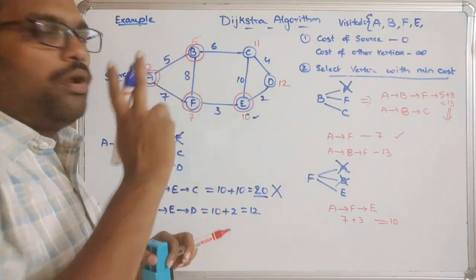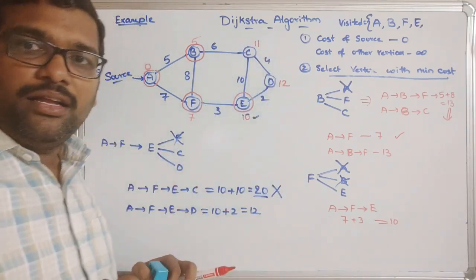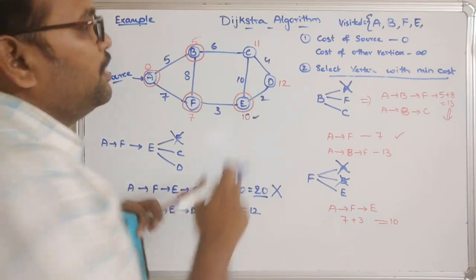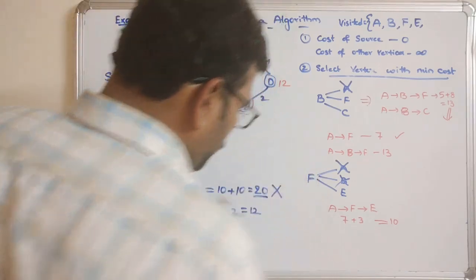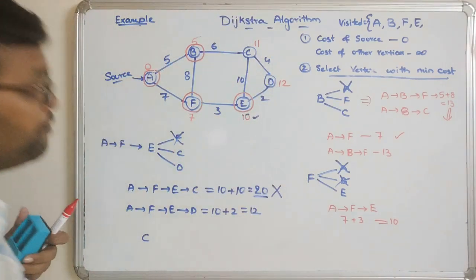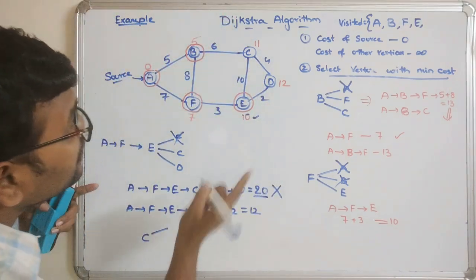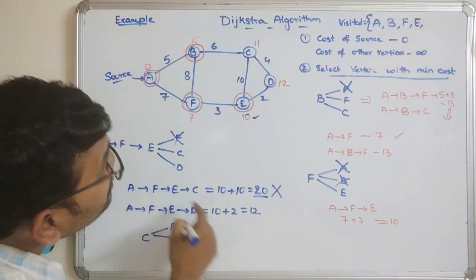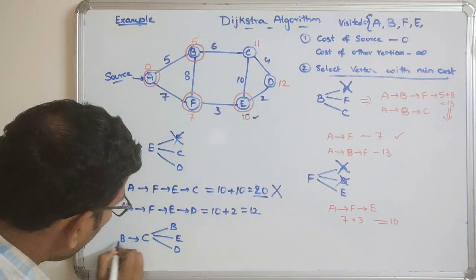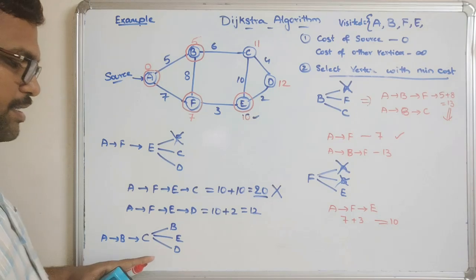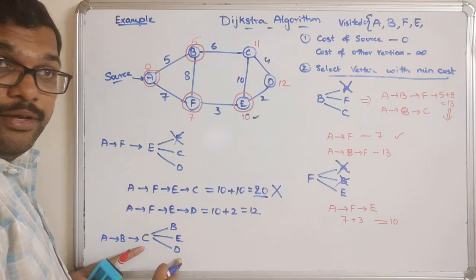Again, we are having 2 more unvisited vertices, that is C and D. Select the minimum cost vertex. Among C and D, C is the minimum. So we need to select C. In order to get C, we are using A to B, B to C. So what are the adjacents? C to B, C to E, C to D. This comes from B and it comes from E.